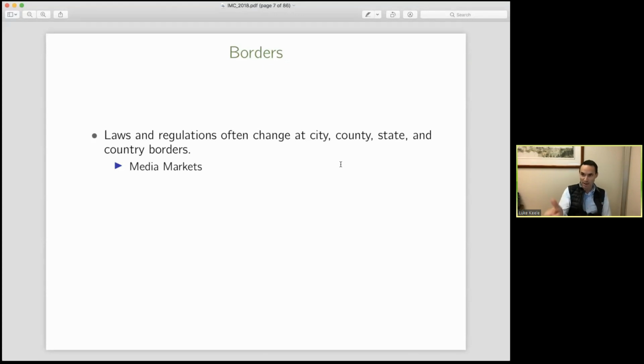And you can show the amount of ad volume that people get is dramatically different depending on what side of the media market boundary they live on. We looked at ballot initiatives. Some people may be in an area with a ballot initiative versus an area that doesn't have a ballot initiative.